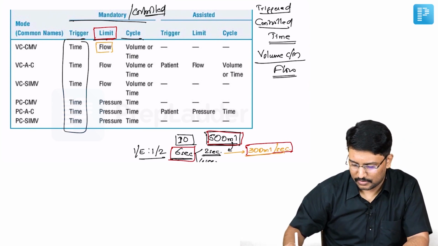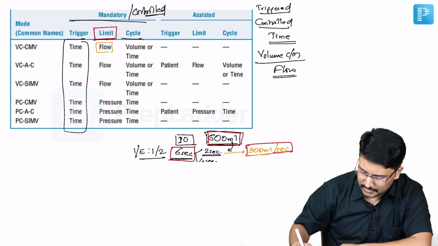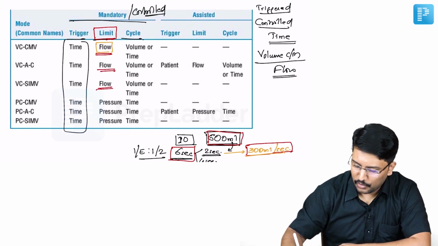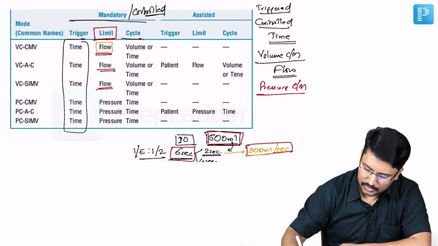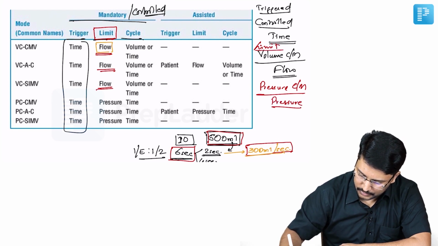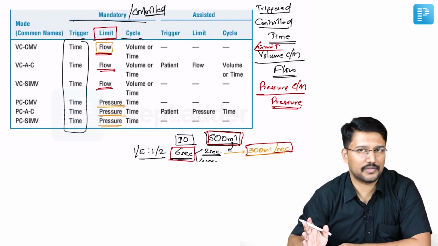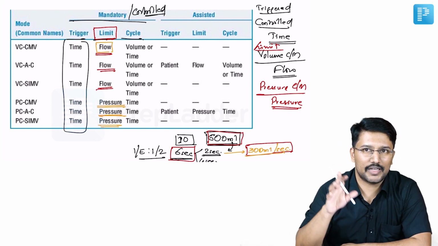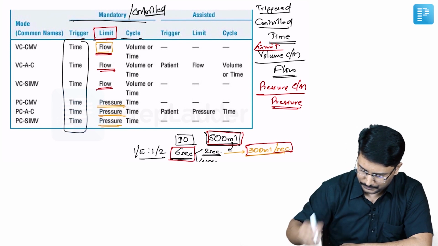So we set this flow limit so that at that rate the air gets into the respiratory system. So flow is the limit for all volume control modes of ventilation. But when we talk about pressure control mode, the limit is basically pressure. Here we set the peak inspiratory pressure and the inspiratory pressure should not cross that. So when we are talking about volume control mode of ventilation, the limit is flow or flow rate. When we are talking about pressure control mode of ventilation, the limit is pressure.